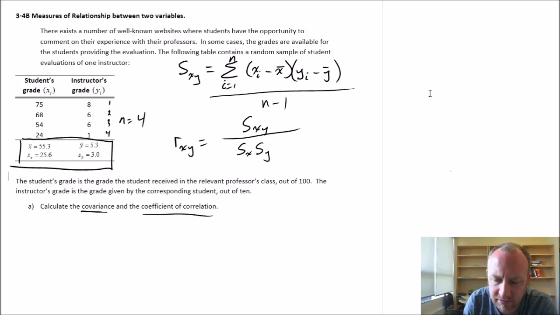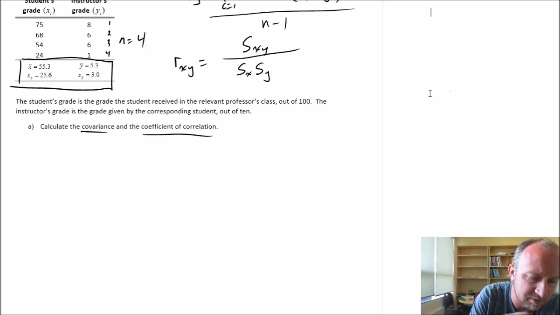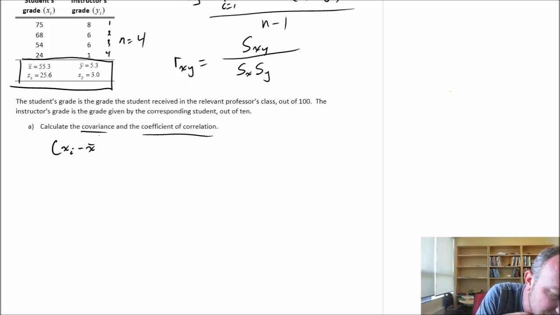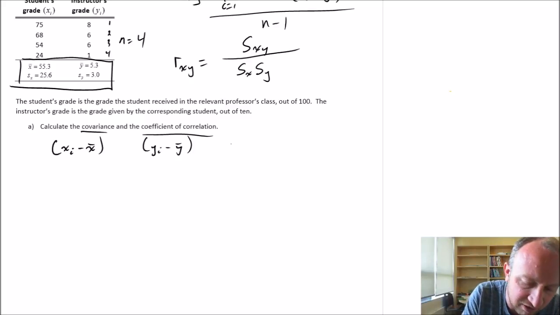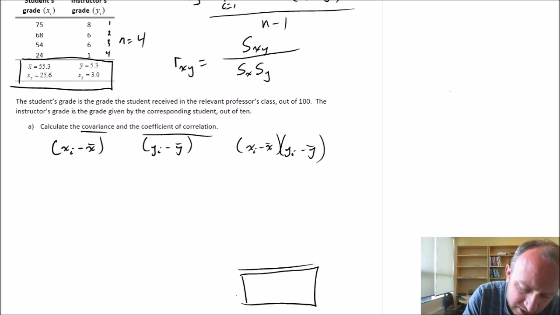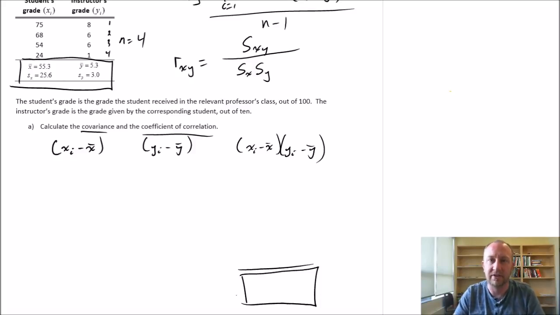So let me scroll down here and just have a little bit more room to work with. I'm going to put in some titles, some headers. We're going to calculate 3 columns. First we'll get all of the differences for the x variable, then all of the differences for the y variable, and then here we're going to multiply those together, add those up, and then somewhere down here is where we'll finally have the numerator for the covariance formula. Okay, so let's get started here.